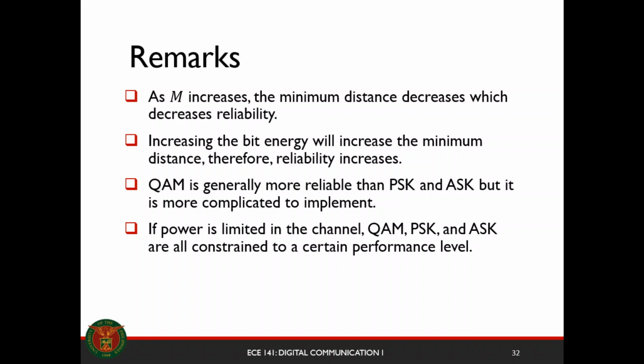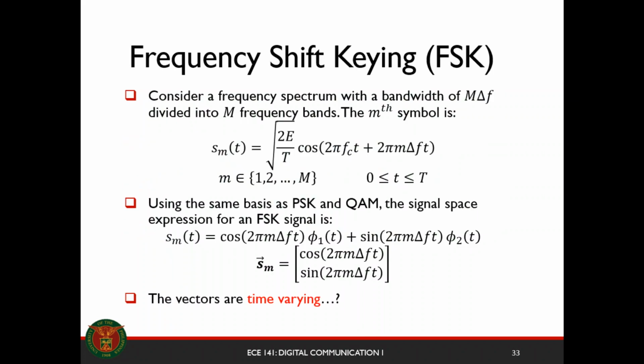So let's recall. We have amplitude. We're varying the amplitude. We're varying the phase. What if we vary the frequency? That is our frequency shift keying. So consider a frequency spectrum of a bandwidth of M delta f, and we divide that into M frequency bands. So basically, we transmit a symbol on a certain frequency band, and when you receive that frequency, then you get your symbol. Okay, so different symbols on different frequencies.